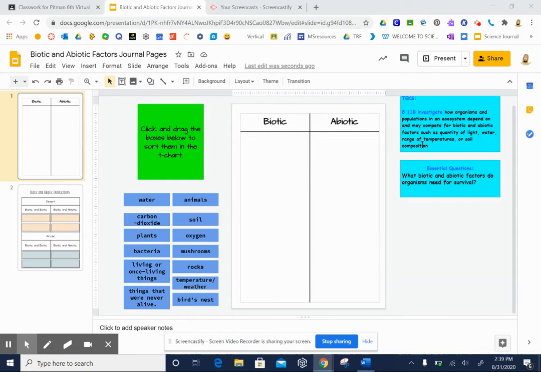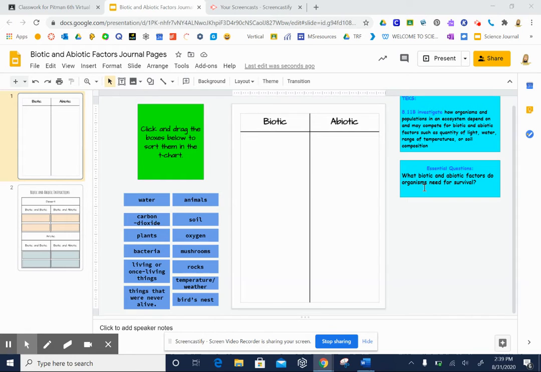Our state standard for today is 8.11b, investigate how organisms and populations in an ecosystem depend on and may compete for biotic and abiotic factors such as quantity of light, water, range of temperatures, or soil composition. Our big question we're answering is, what biotic and abiotic factors do organisms need for survival?